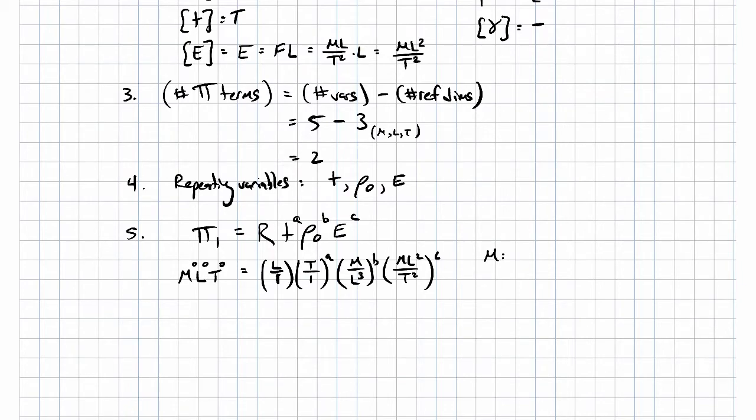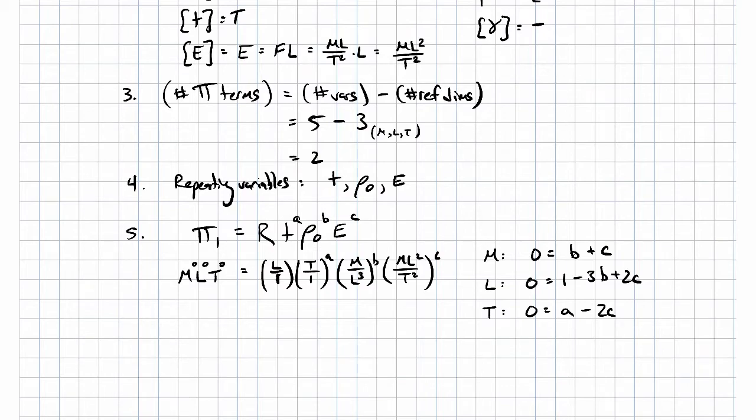So we have mass, so on the left-hand side it'll be 0, on the right-hand side it's going to be b plus c. So we have the 0 here, m to the b, m to the c. So we're just dealing with the exponents here. Now we have length, 0 on the left-hand side, it'll be 1 minus 3b plus 2c on the right-hand side, and then time, 0 on the left, we'll have a minus 2c on the right-hand side.